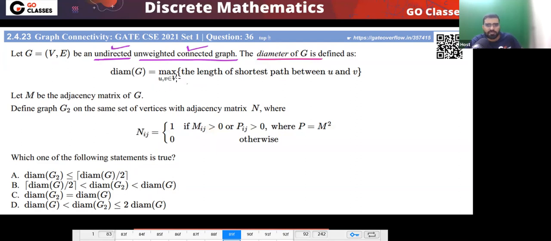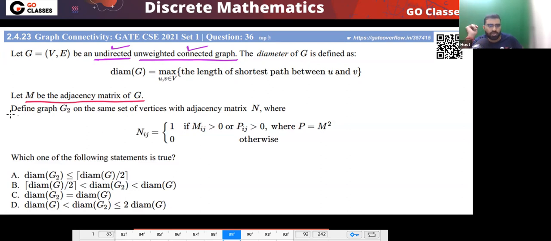You know what a diameter is. The diameter definition is given to you. Diameter is basically the maximum of all the shortest path lengths, the maximum value among all the distances. M is the adjacency matrix of G.